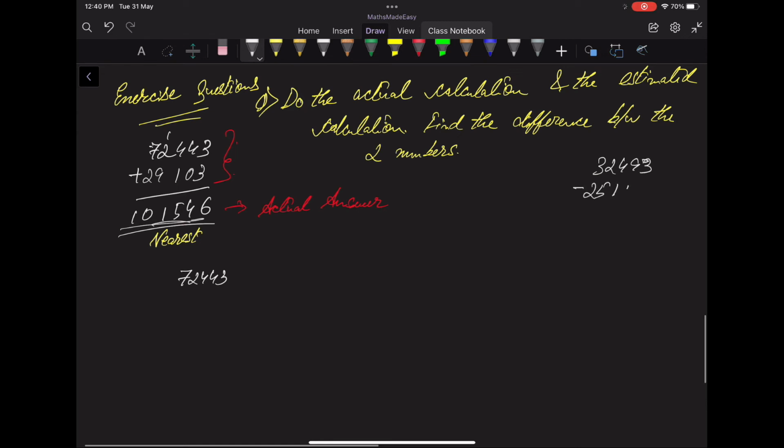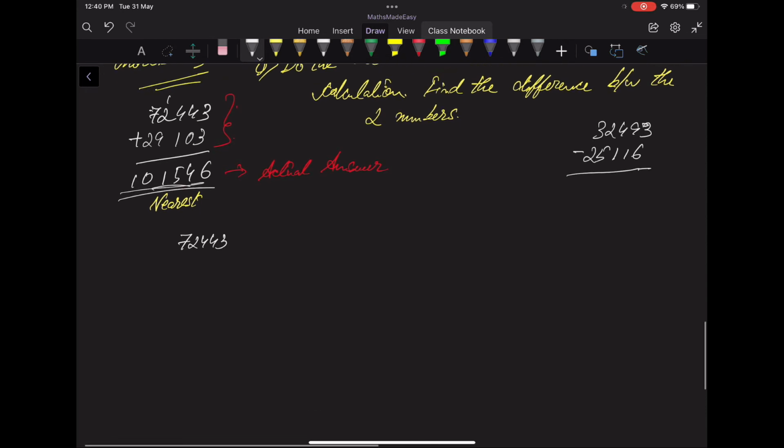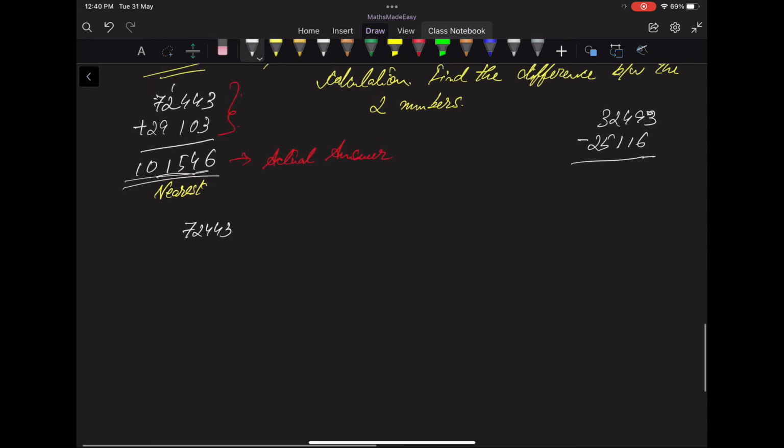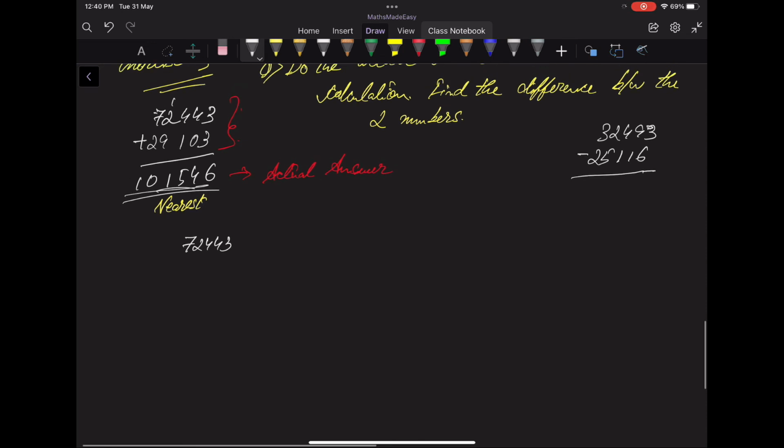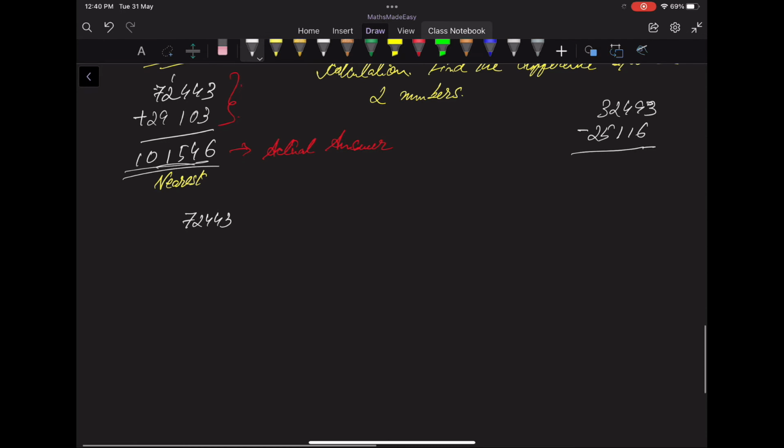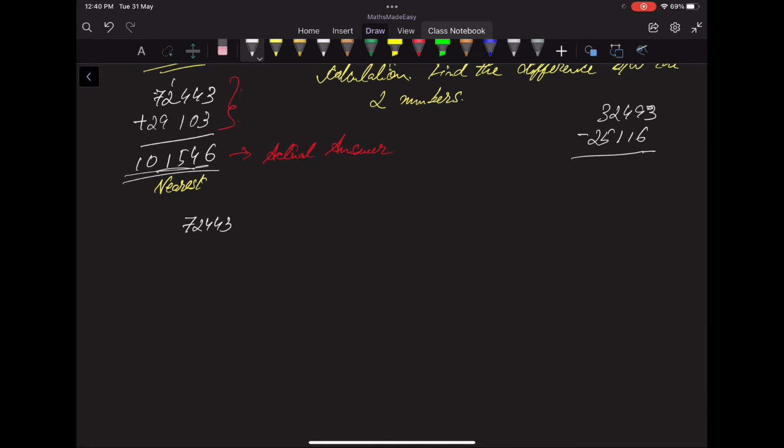The 32,493 minus 25,116. Do the exact sum which I'm doing right now. Nothing different. The only thing that's different here is I'm doing addition here. You have to be doing subtraction here. Quite simple. Cool, let's get on with it. 72,443 to the nearest 10,000. 10,000 has 4 zeros, so we'll have to be placing 4 zeros on either side.